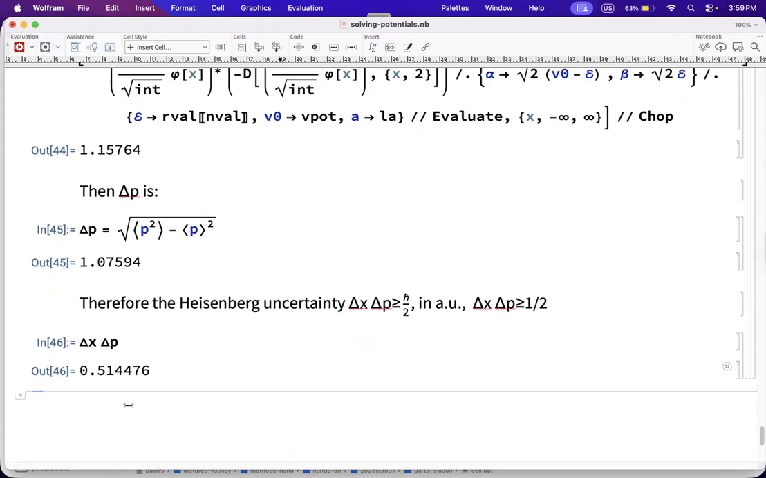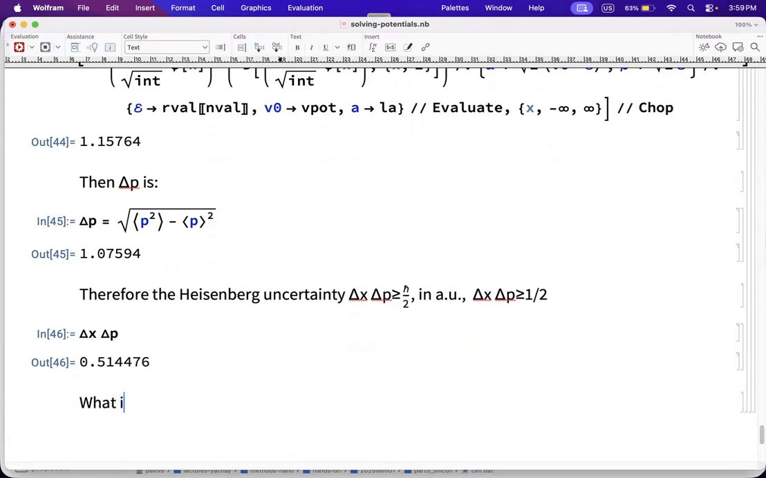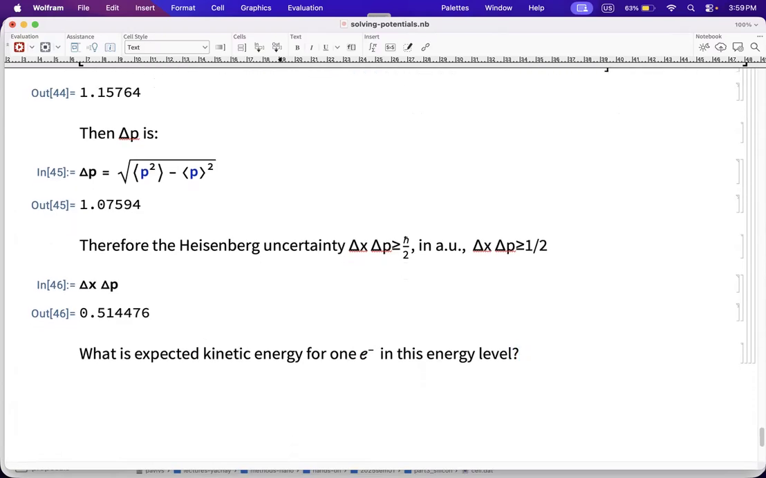Now the next question is what is the expected kinetic energy? What will be the expected kinetic energy for one electron in this energy level? You can tell me, what is the kinetic energy operator?